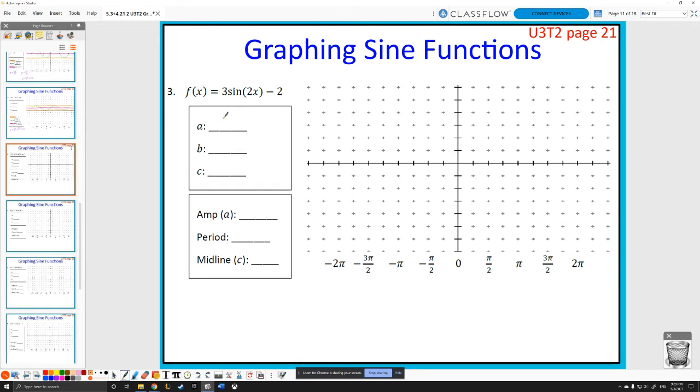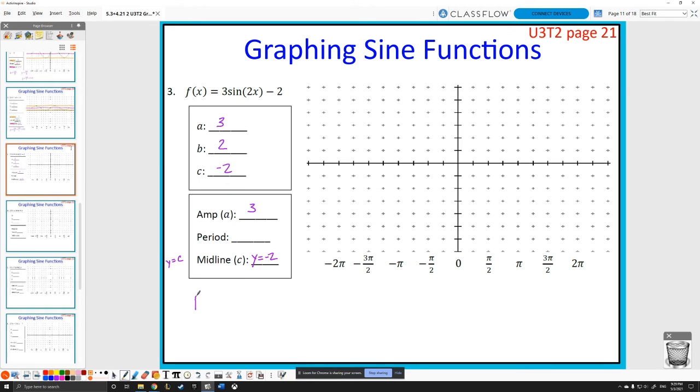Okay, this time we have a lot of changes. 3, 2, negative 2 are my A, B, and C values. Let me just use purple. Sorry. My amplitude is the same as my A value. My period, I'm going to calculate that in just a second. But y equals negative 2 is my midline. So y is equal to C. This is what I want. Y is equal to C.